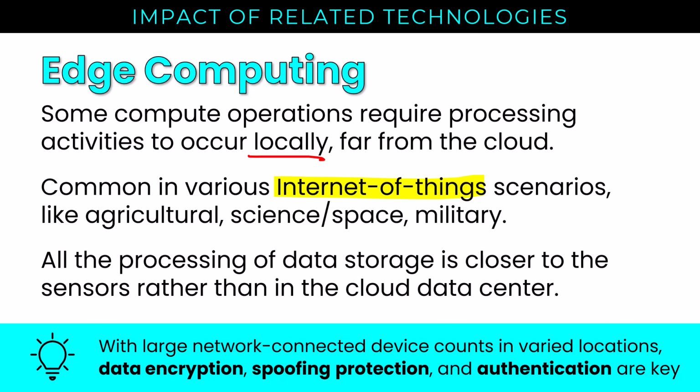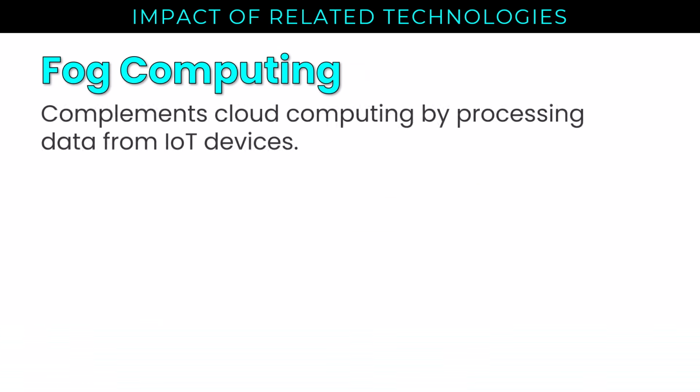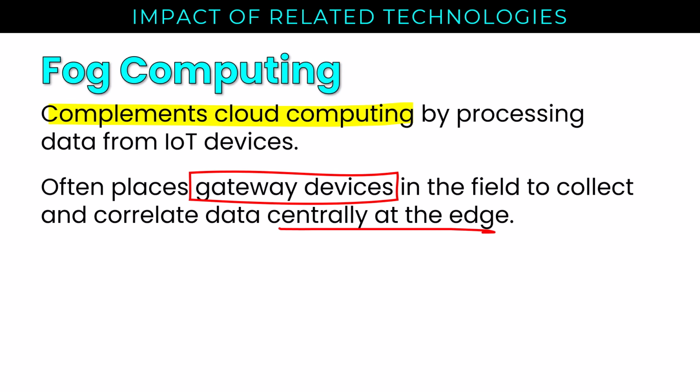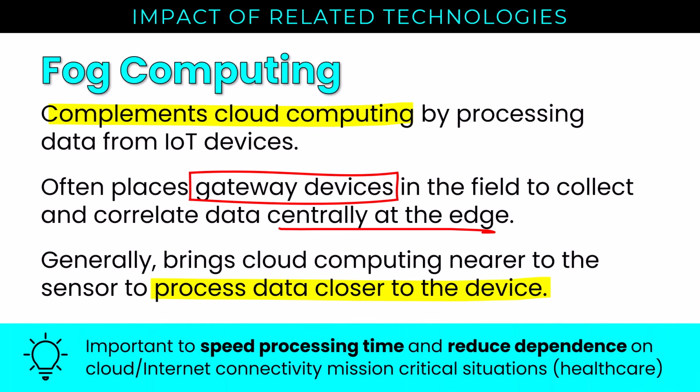Now, related to edge computing is fog computing. While not called out in the syllabus, this is mentioned in the official study guide. So this complements cloud computing by processing data from IoT devices. Fog computing often places gateway devices in the field to collect and correlate data centrally, but at the edge. Generally, it brings cloud computing nearer to the sensor to process data closer to the device in a centralized fashion. So this is important to speed processing time and reduce dependence on cloud or internet connectivity for mission-critical situations. Healthcare is a great example of this.